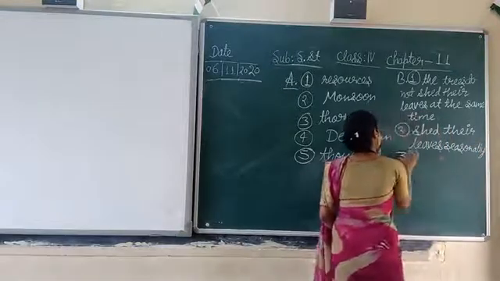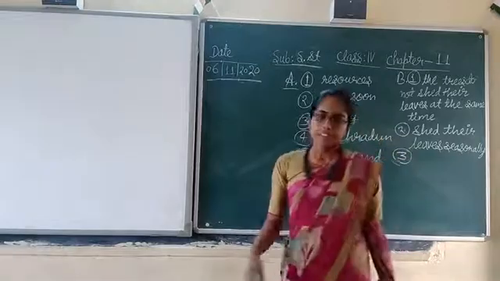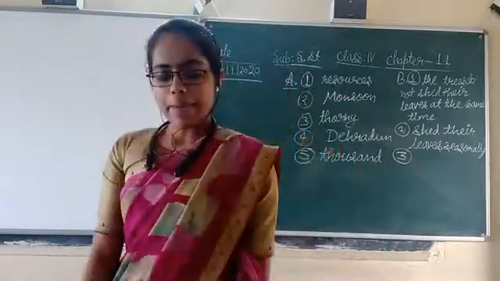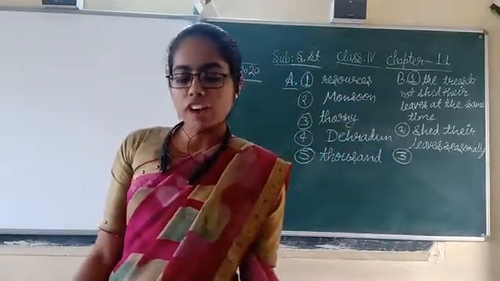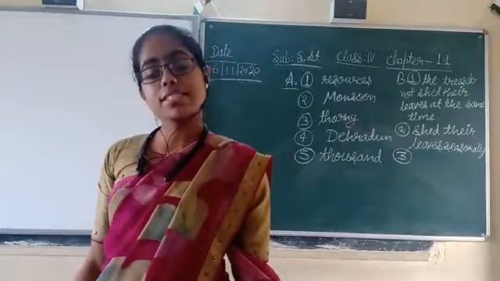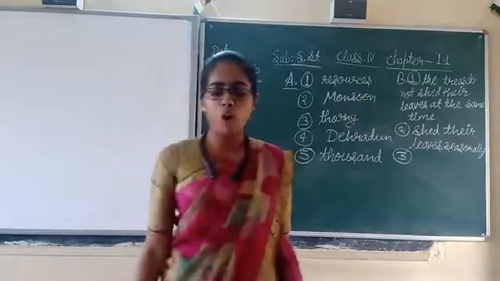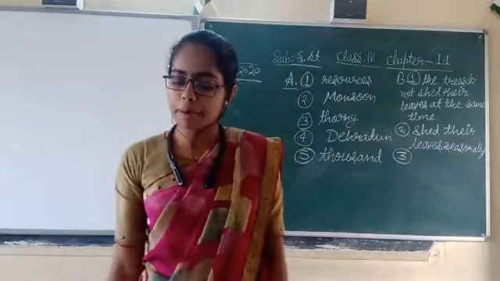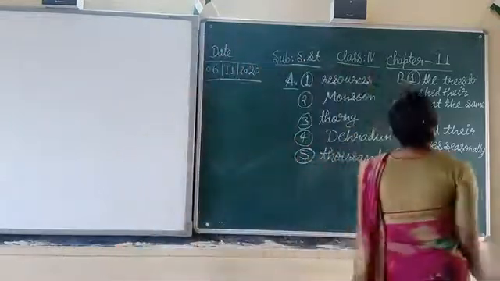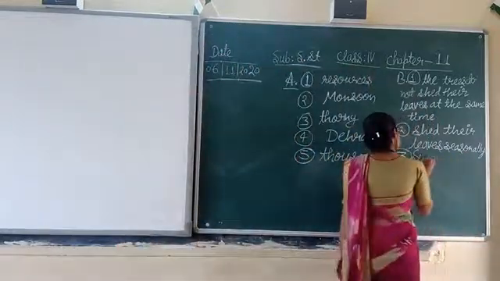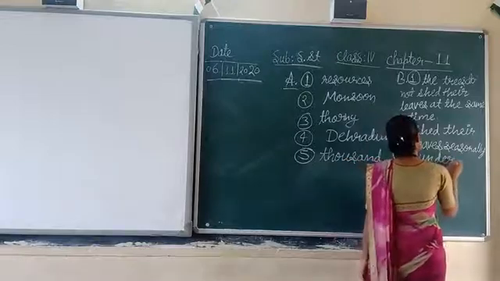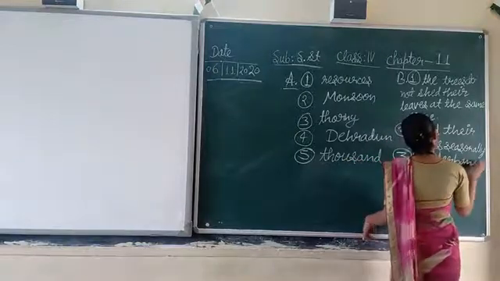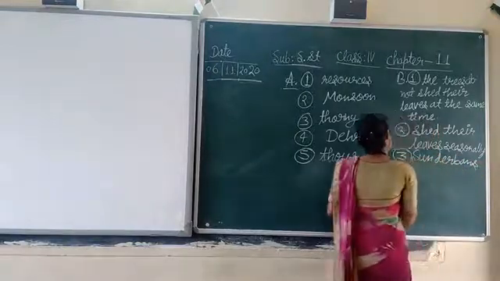Now, question number 3. The majestic Bengal tiger is found in the dash. Three options are given: forests of Bengal, Sundarbans and Himalayas. And here again, the second option is correct. Sundarbans. In Sundarbans, they are found.